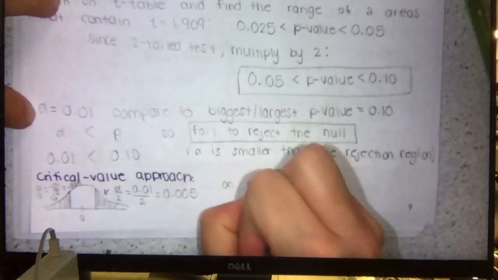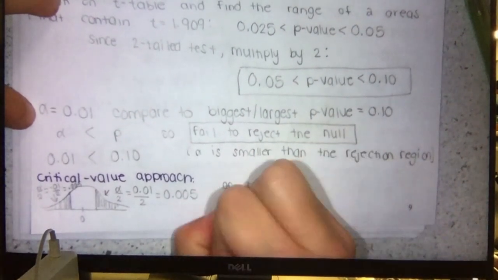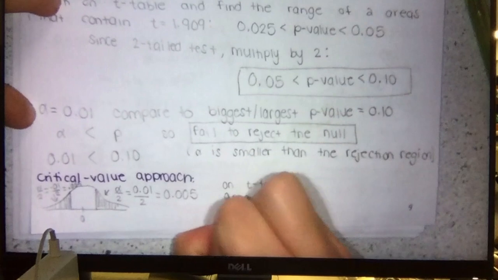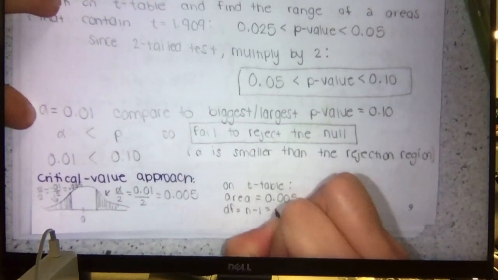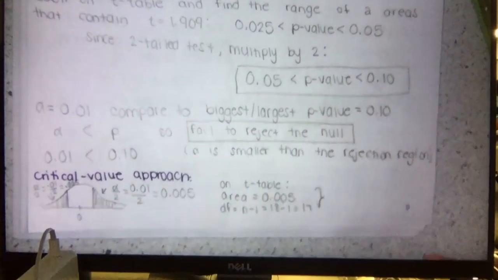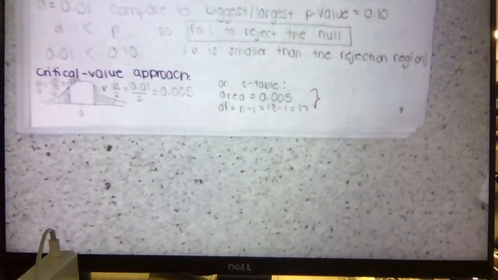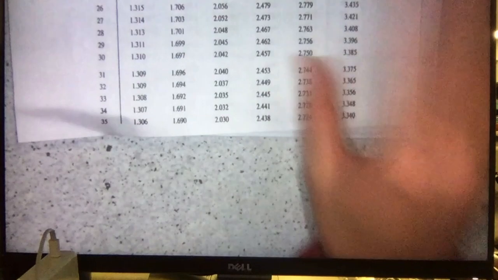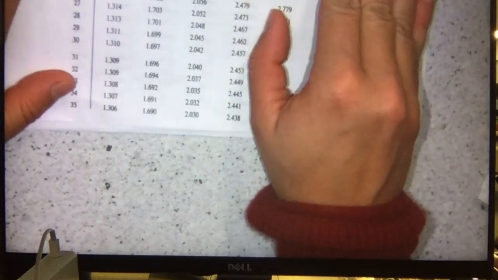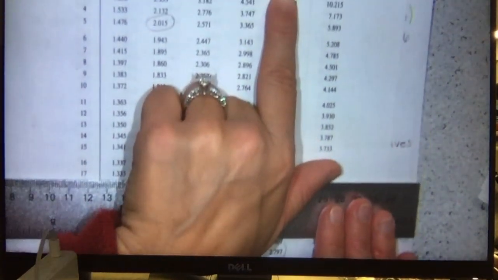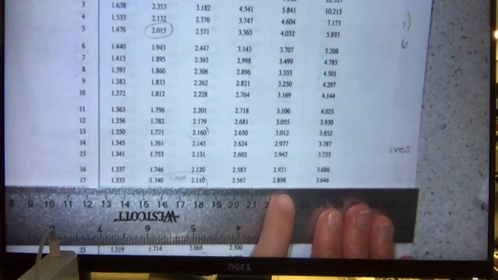So on our t table, we know the area is going to be 0.005, and our degrees of freedom is n minus 1, so 18 minus 1, which is 17. So using that information, we can find our critical values. Looking at 17, our area is 0.005.